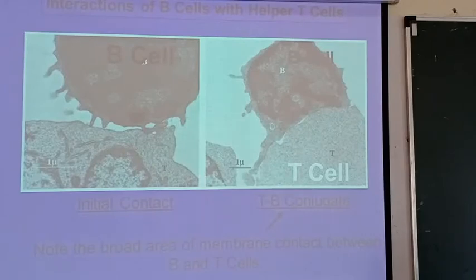So this is our photograph of this. These B cells are attached to these microbes. This is the initial concept, and a conjugate is formed. Once this is done, that means this is an engulfment cell.